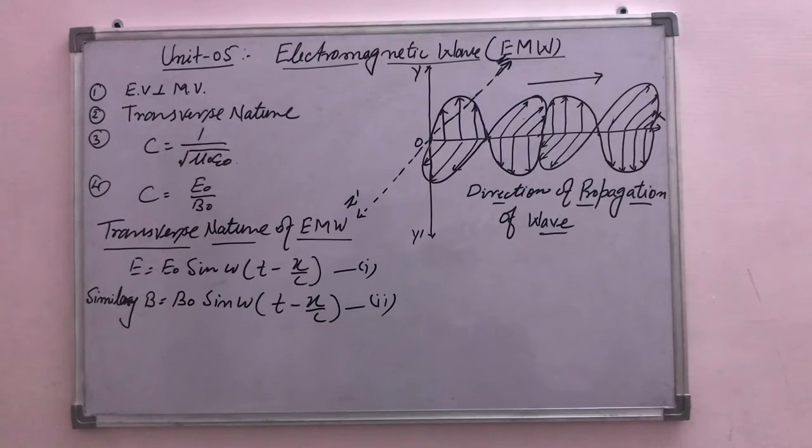And for visible light, 4 into 10 to the power minus 7 to 8 into 10 to the power minus 7 meter. And for infrared rays, 8 into 10 to the power minus 7 to 3 into 10 to the power minus 3 meter. And for microwave, 10 into 10 to the power minus 3 to 1 meter. And for radio waves, 10 to the power minus 3 to 10 to the power 5 meter. So these are the wavelengths.